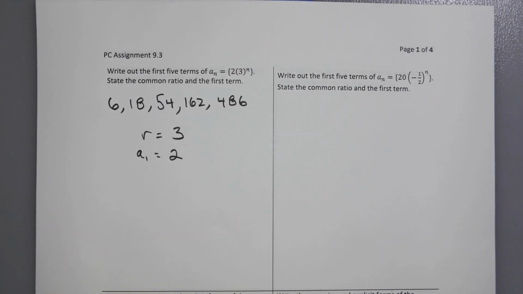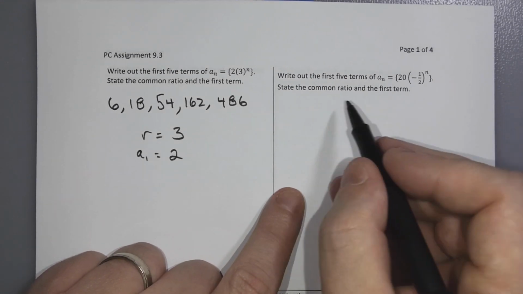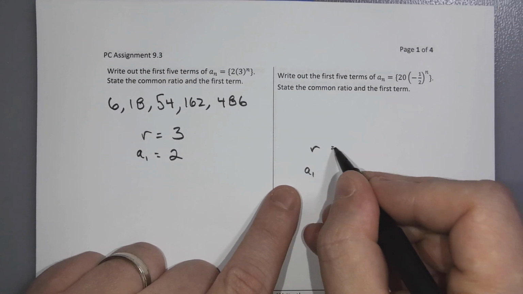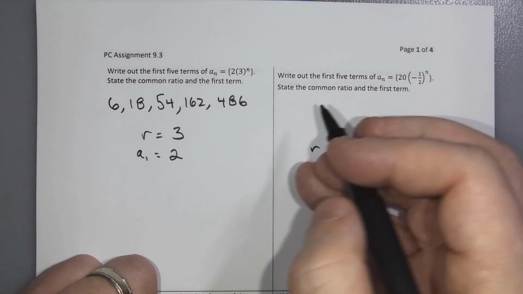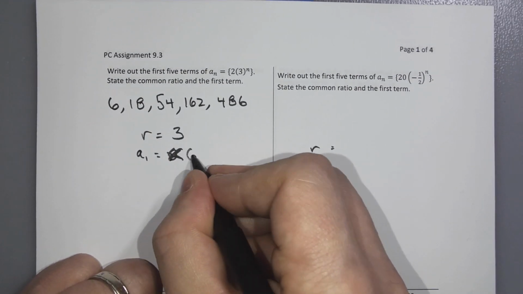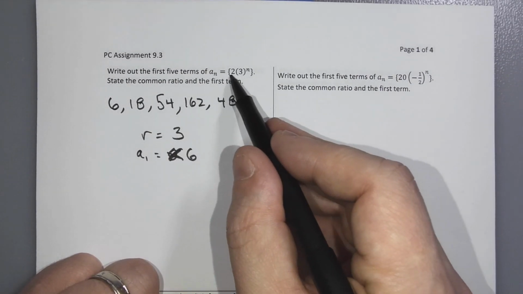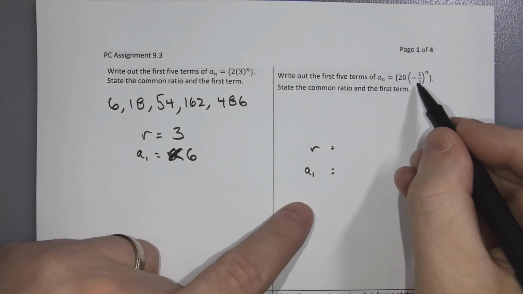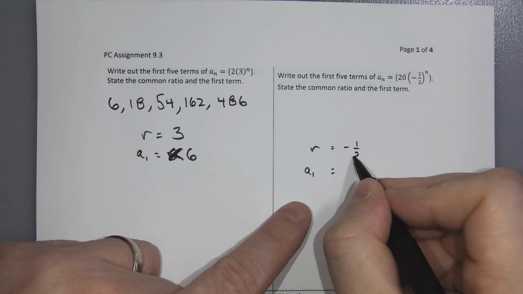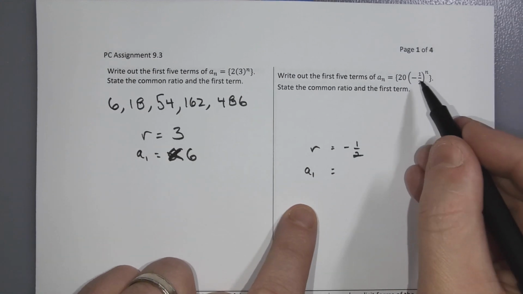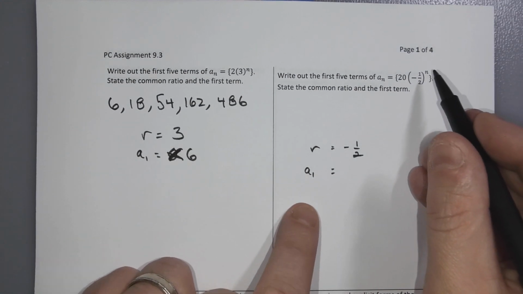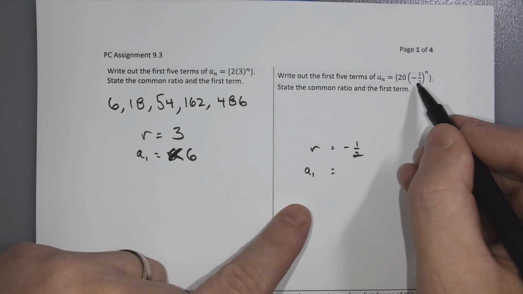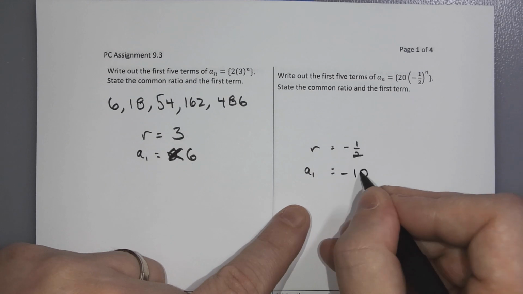So if we come over to the second problem, writing out the first 5 terms here, let's first do the common ratio and first term, since that's fairly simple now that we've looked at it. Whoops, the first term was 6, not 2, because 2 times 3, because we replace n with 1. Okay, so when we do our common ratio here, we can see our common ratio is going to be -1/2. That's the object that's the base of the exponential part of the problem. And then the first term is what you get when you plug in n equals 1. 20 times -1/2 is -10.